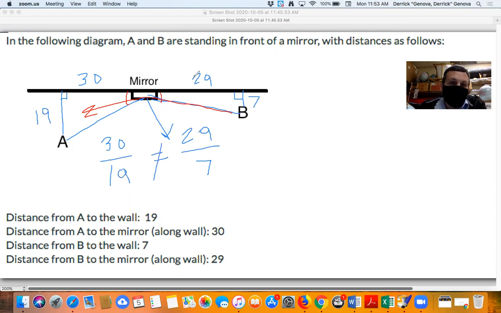So for example, if this distance were 60 and this distance were 38, then this would work because 60 divided by 38 is the same as 30 divided by 19. And so that would work. Obviously this isn't to scale, but that would end up working. So that's pretty much all it is. You're trying to prove if these triangles are similar, and if they are, then they can see each other.